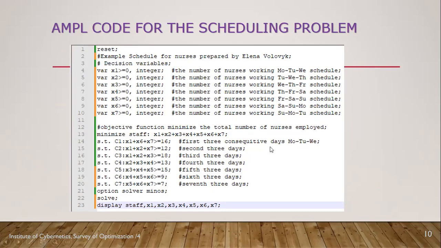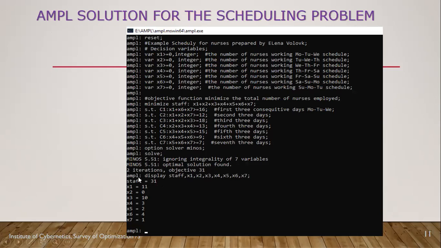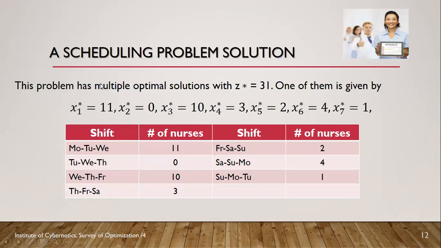Here's the code, launched it, and obtained one of the possible solutions. I prepared it in a more perceivable way. So what we have received, one of the possible optimal solutions, is such that the hospital needs to employ at least 31 nurses, and the suggested distribution for the shifts is Monday, Tuesday, Wednesday, 11 nurses.